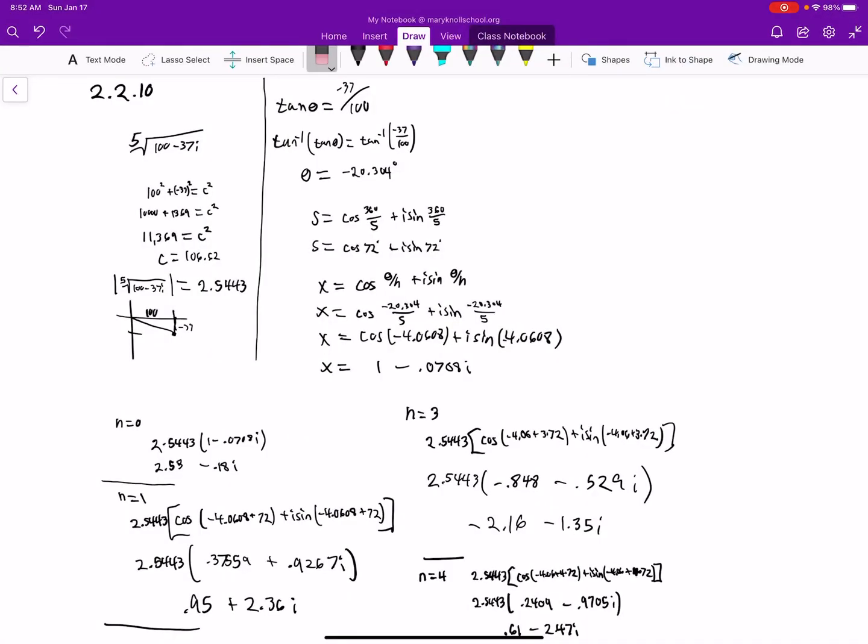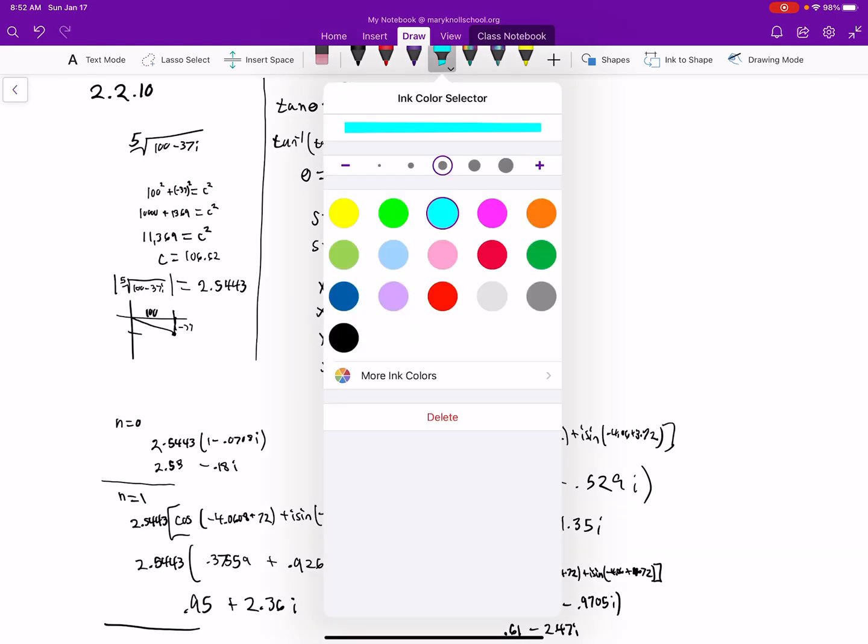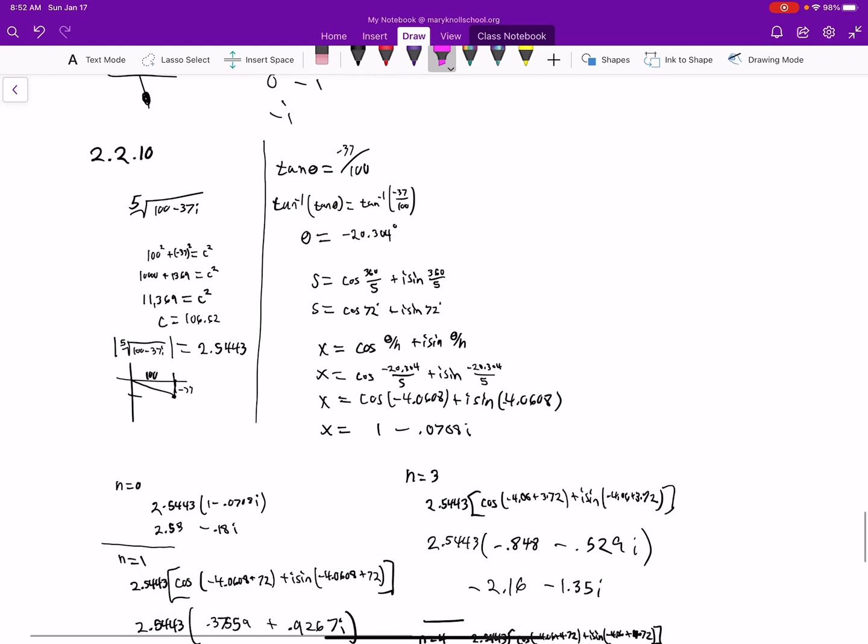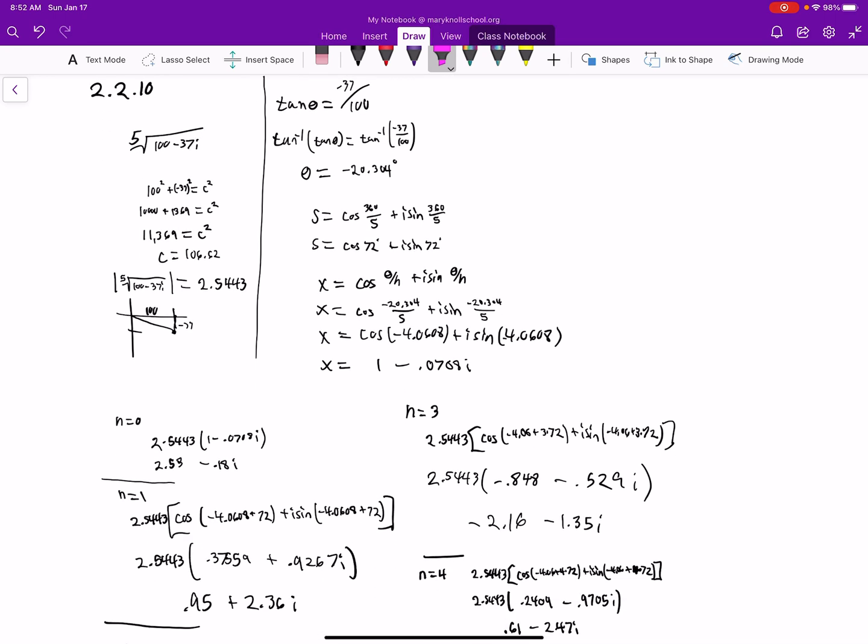Okay, 2.2.10. So this is a bit of a longer one, and we are trying to find the fifth root of 100 minus 37i. So the first thing that we do is we find the magnitude of 100 plus 37i. And that is just using the Pythagorean theorem, using this here. And we find out it's 106.